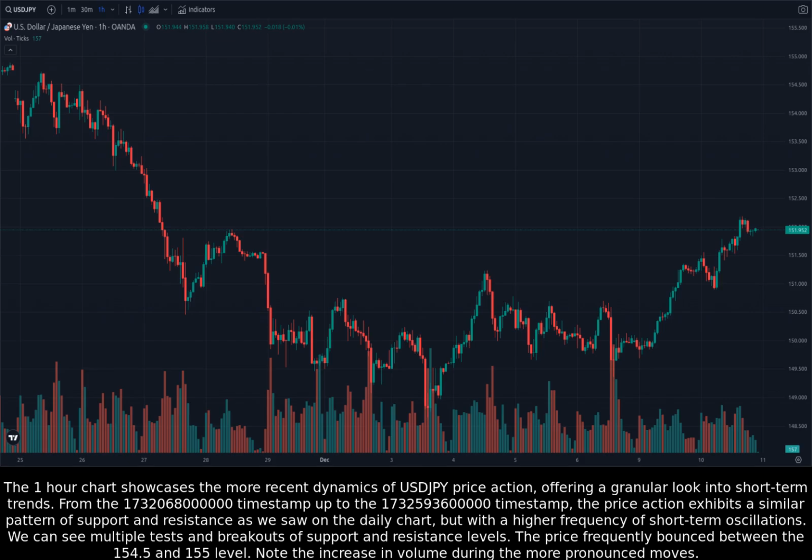We can see multiple tests and breakouts of support and resistance levels. The price frequently bounced between the 154.5 and 155 level. Note the increase in volume during the more pronounced moves.